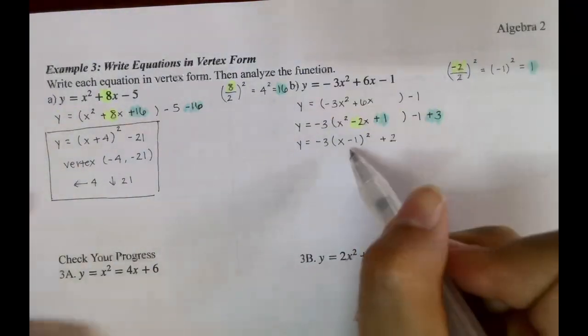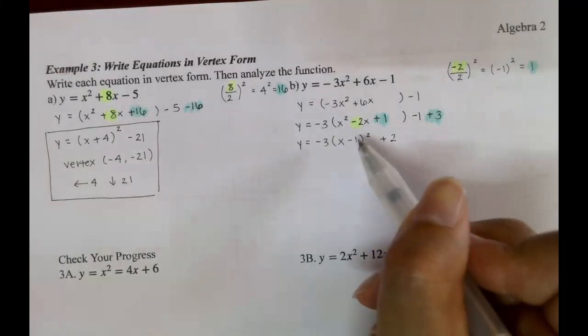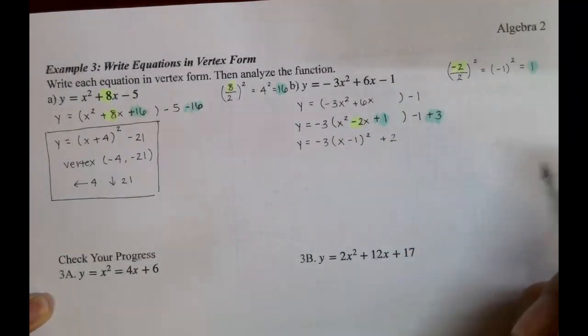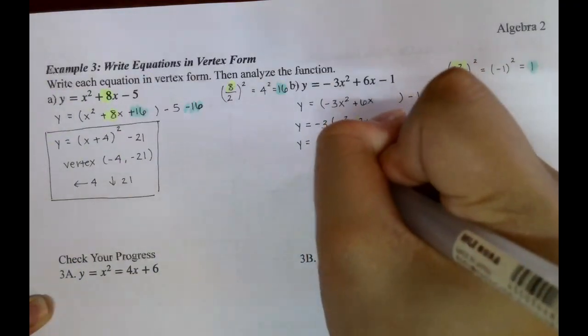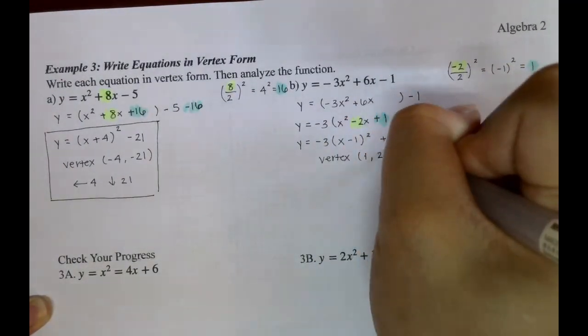Right? Again, I can check if I did it correctly because negative 1 squared gives me 1. And negative 1 times 2 gives me that negative 2. And so there you go. So what this means, my vertex is 1, comma 2.